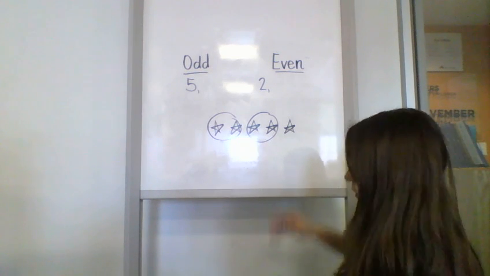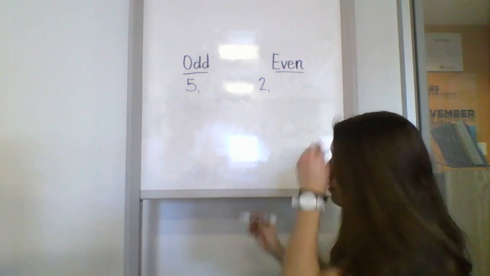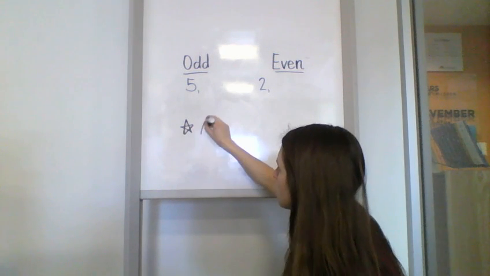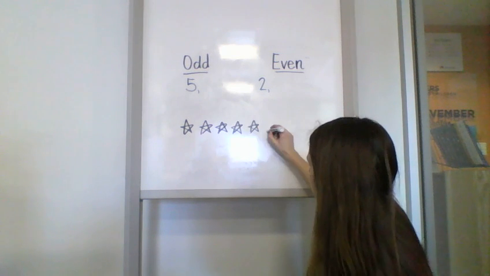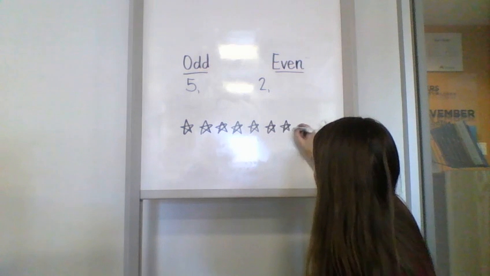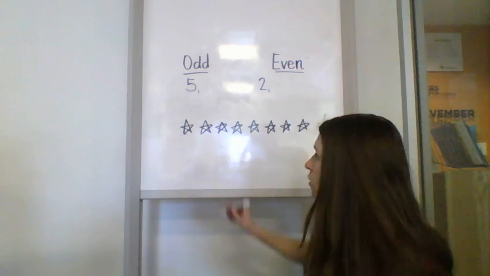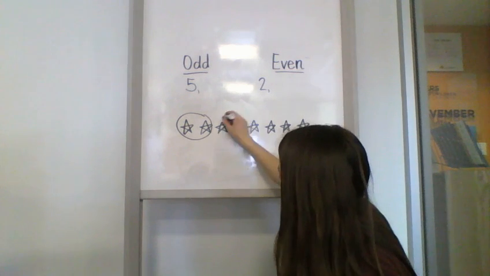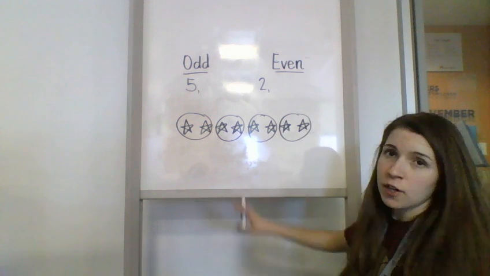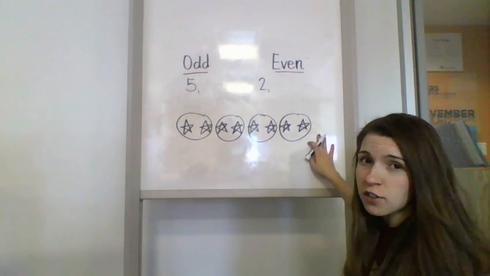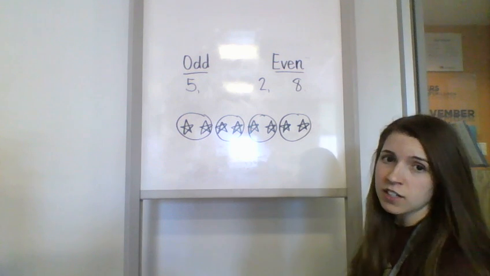So let's try a couple more. How about we have the number 8? So 1, 2, 3, 4, 5, 6, 7, 8. Again, we're going to try to make pairs by circling 2 of the stars together. So here's one pair, another pair, another pair, and another pair. If you look, you can see that there's no stars left over. So this makes 8 an even number. So 8 is also an even number.